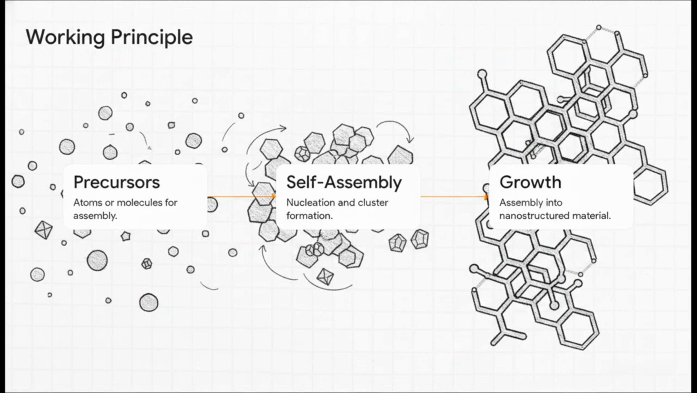Notice how this workflow perfectly mirrors our previous steps, but in reverse. We don't start with a bulk solid. Step 1 is starting with precursor atoms or molecules. Step 2, we introduce a catalyst or a specific environment that causes nucleation, which just means they start clustering together in a process of self-assembly. And step 3, those clusters experience controlled growth and assembly into the final nanostructured material.